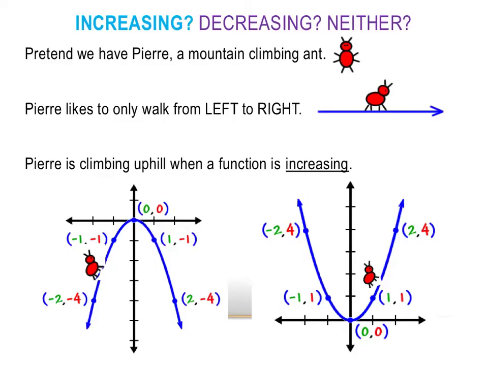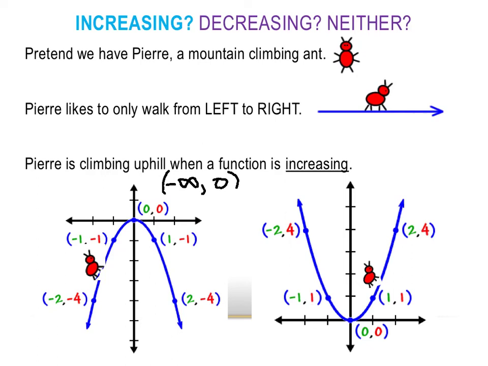So let's say we have Pierre, who is a mountain climbing ant. Now Pierre only likes to walk from left to right, which means he likes to start at the far left of a function and continue to the right side of the function. Now when Pierre is climbing uphill, we say that the function is increasing. So if you start Pierre here and he climbs uphill, Pierre is increasing on this interval here. So this interval is going to be, well, the arrow down here tells me we're going to keep going forever and ever. So Pierre was increasing from negative infinity until he comes to a resting point, which is going to be right here at 0.